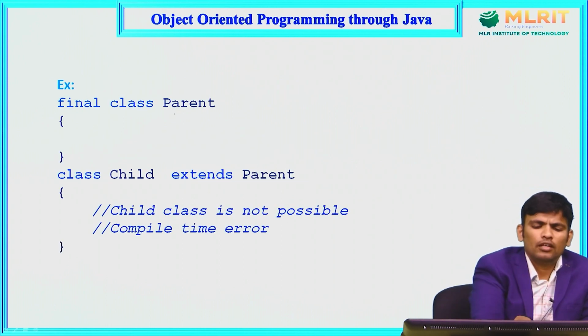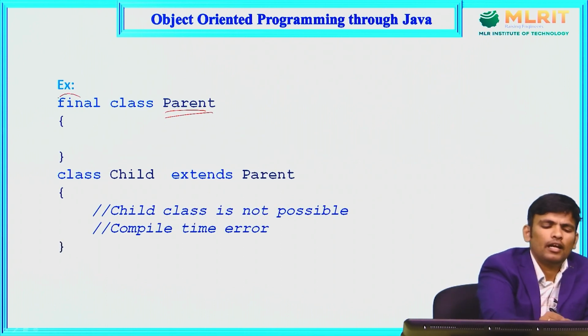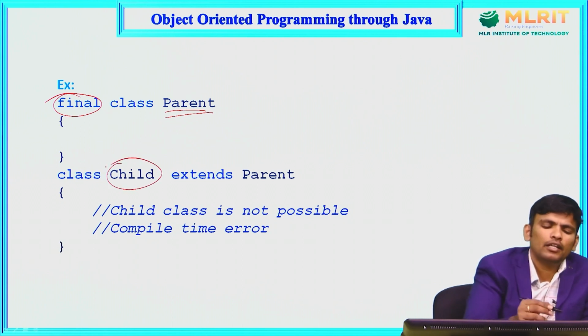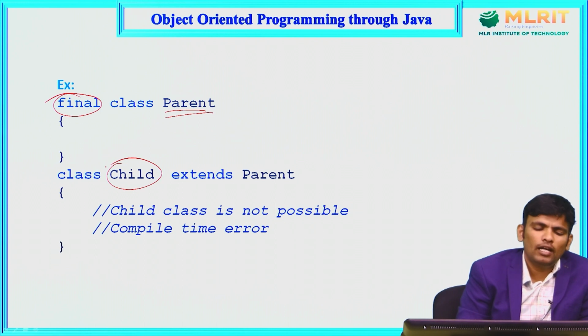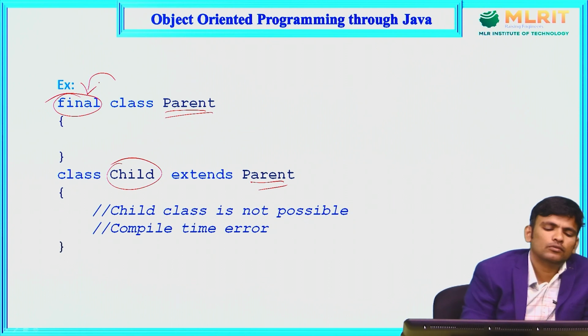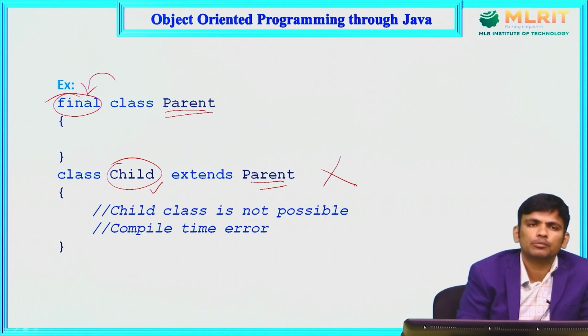So here I have a class named Parent and it is a final class. Now here I am trying to create a child class of the Parent class. As per the rule, the Parent class is already declared with the final keyword, so if you try to create a child class here, it will throw a compile time error. This is not possible. As you know, the inheritance concept is not applicable to a final class, meaning further child class creation is not possible. If you try to create a child class, it will throw a compile time error.